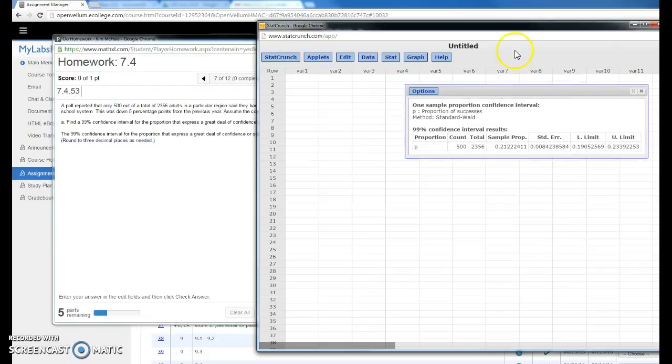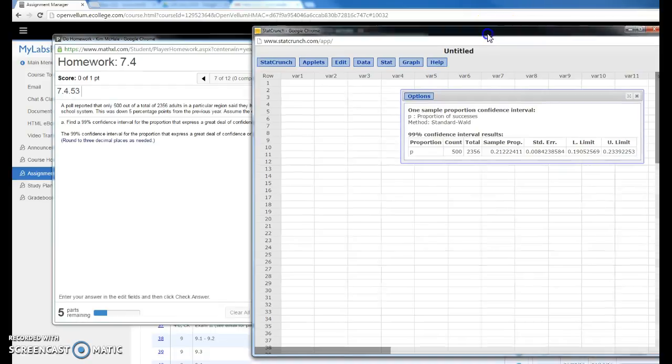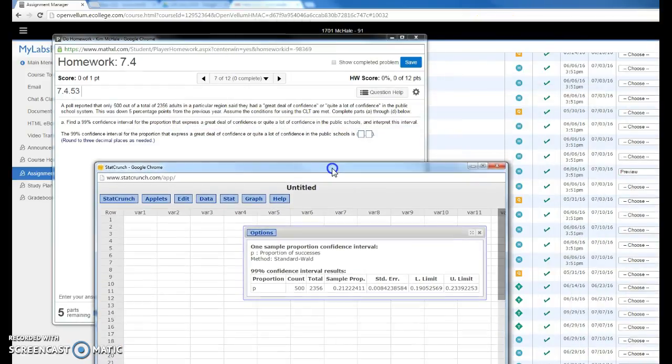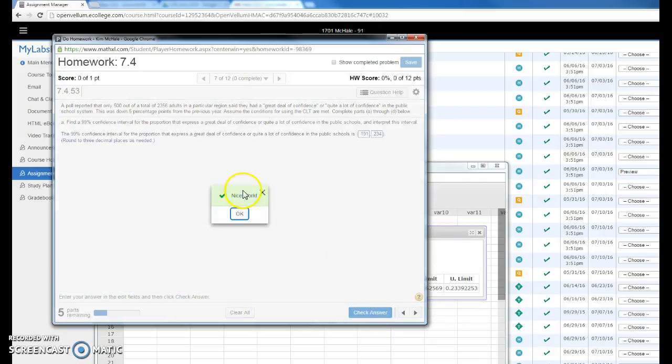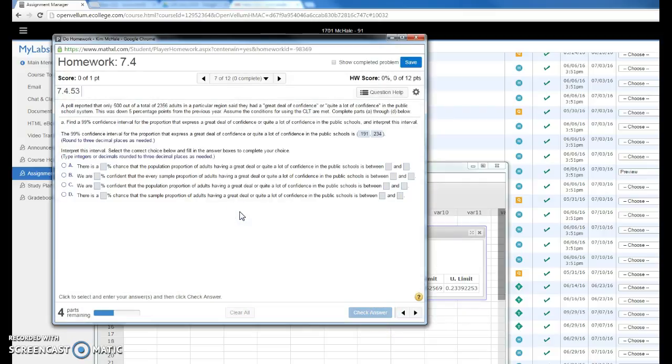and then I'm going to hit Compute. And you'll see that I get a lower limit of 0.19. I'm going to round to 3 decimal places, 0.191, and I get an upper limit of 0.234. 0.2339 would be 0.234, and it looks like we got our confidence interval.